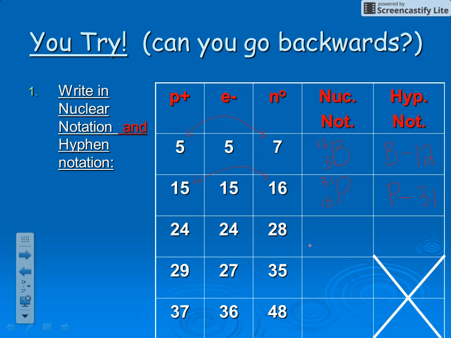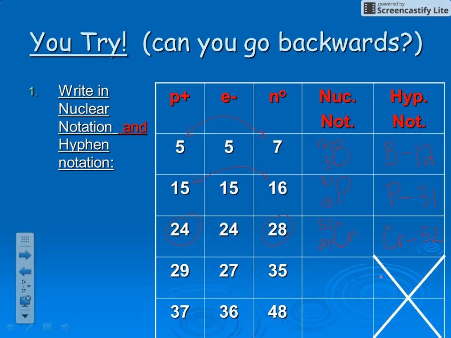For the third example, you have 24 protons. This means this is chromium, element 24 on the periodic table. Atomic number goes down bottom. You add your 24 to your 28, and that's going to give you 52 for the mass number. Since the protons equal the electrons, again, there's no charge. Put your hyphen notation, put your symbol hyphen, and then 52.